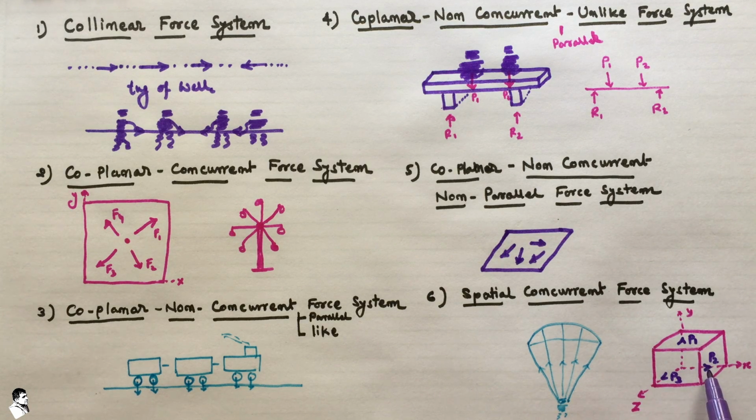So if we say that P1 and P2, those are acting along XY plane. P2 and P3, if we take, that is along X and Z plane. If we take P1 and P3, that is along Y and Z plane. So they are acting in a different plane but meeting at a same point, right? So again here if you observe that this is in a round shape, so there are number of forces from different directions. So those are acting in different plane but those are again meeting at a same point. So this type of system is known as a spatial concurrent force system.